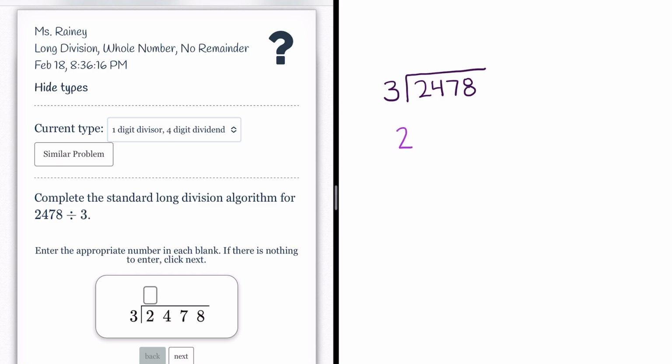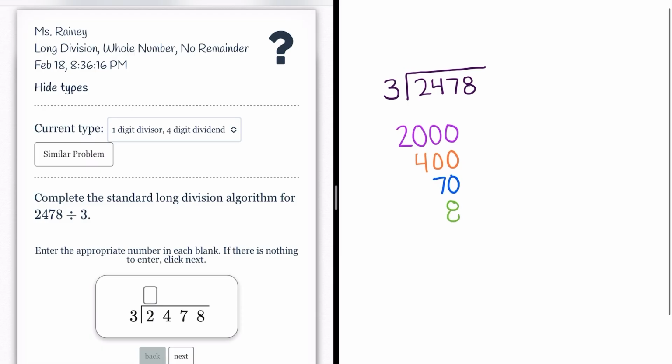I'm going to start with 2,478. Next, I'm going to look at my divisor, which is 3. That's how many groups we're splitting 2,478 into. So I'm going to draw these nice yellow dots. They're going to be the center of our flowers, but they represent the 3 groups that we're dividing our number into.